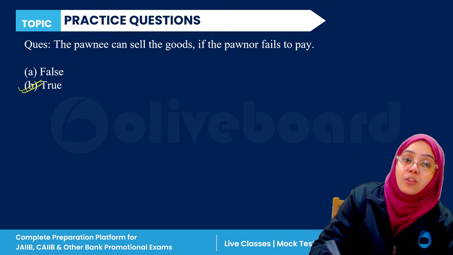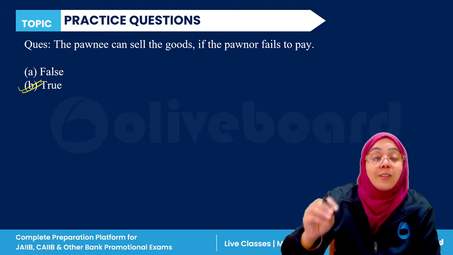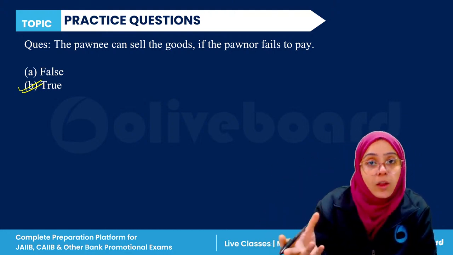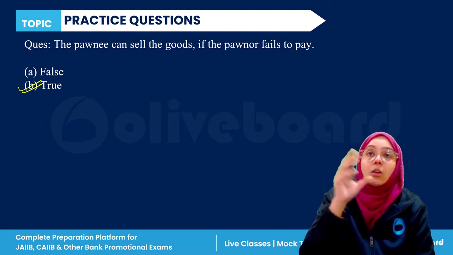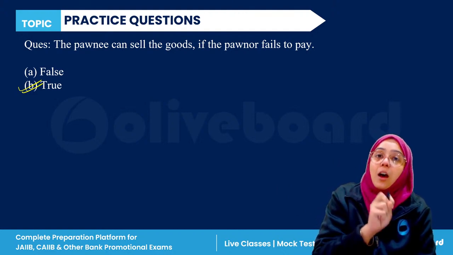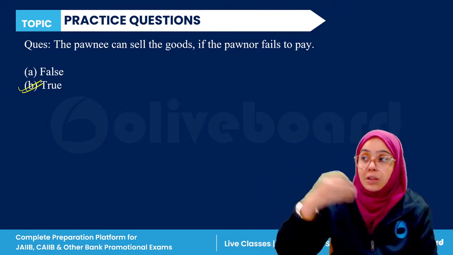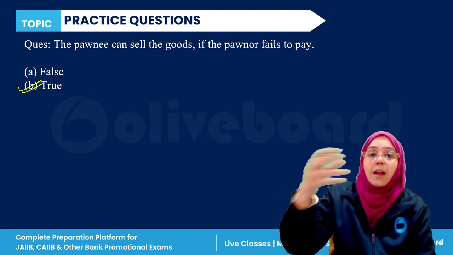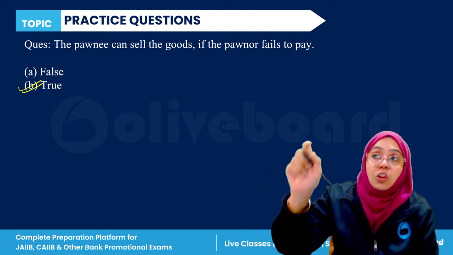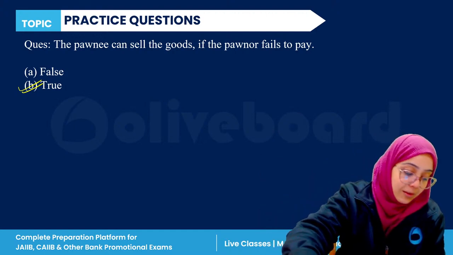It is true. Contract of bailment means when goods are delivered by one person to another for some specific purpose. Like I gave the example that if I am leaving for the USA tomorrow and I have a very good car and want it to be safe, I give that car to a garage for safety. This is a contract of bailment, because I am giving the car, and the garage is receiving the car. So the pawnee can sell the goods if I fail to pay. That is true. B is the correct answer here.